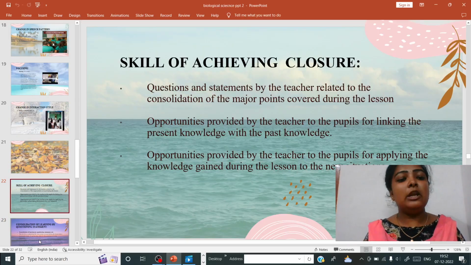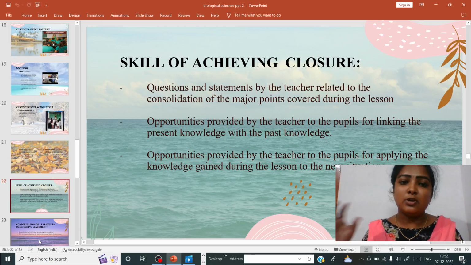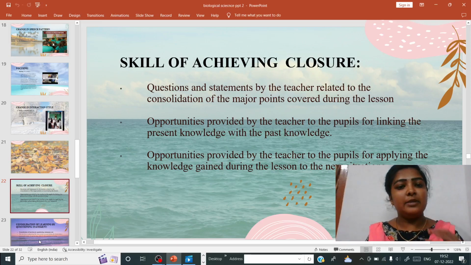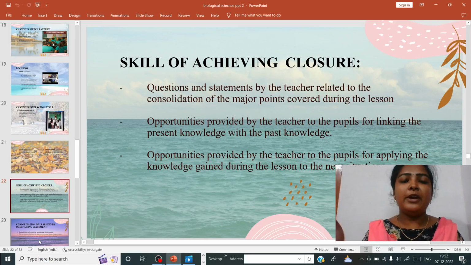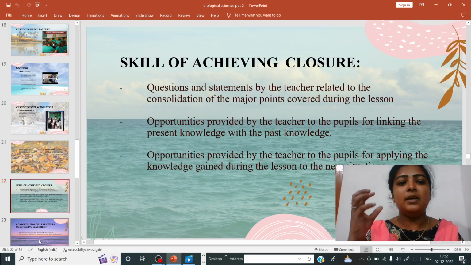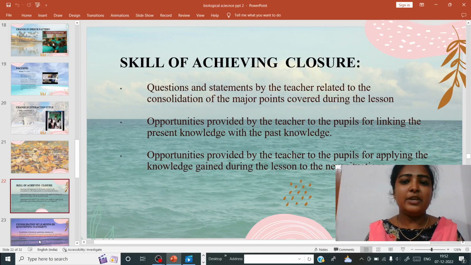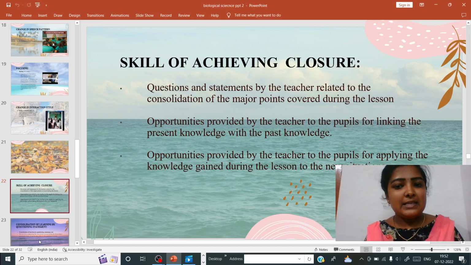Next one is the skill of achieving closure. In this part, the questions or statements by the teacher are related to the consolidation part. Consolidation is nothing but we have already seen the whole part, and by the end we have to sum it up and finally conclude it. That form is called a conclusion. These are the major points covered during the lesson.